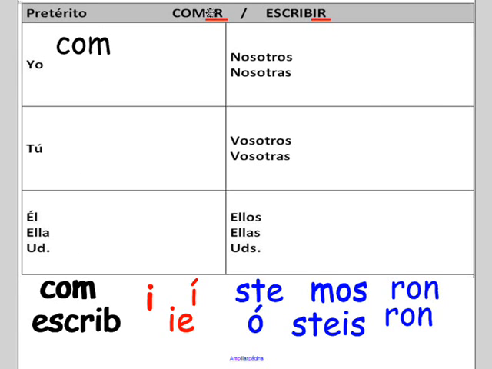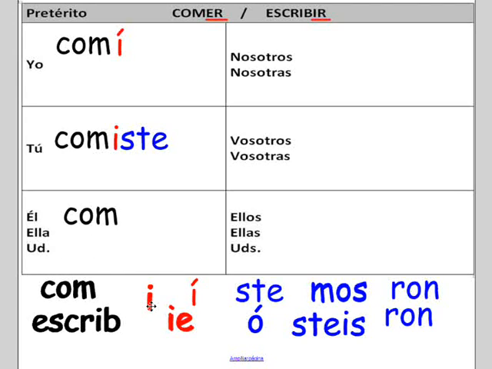Again, after we take off the last two letters, we're left with the stem com. So we have yo comí, I ate; tú comiste, you ate; él comió, he ate; ella comió, she ate; usted comió, you, formal, ate.